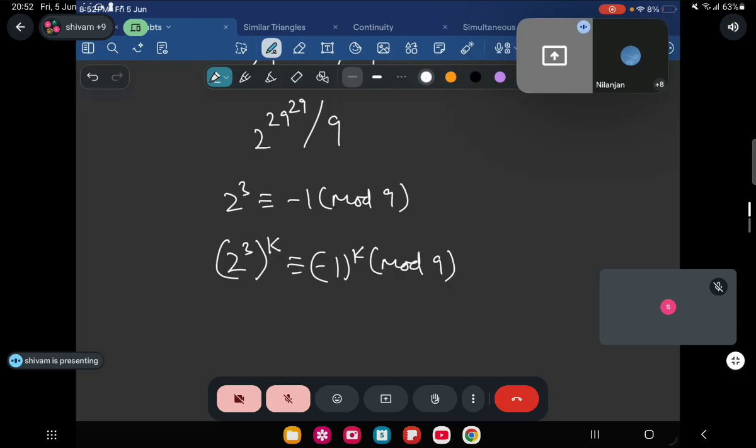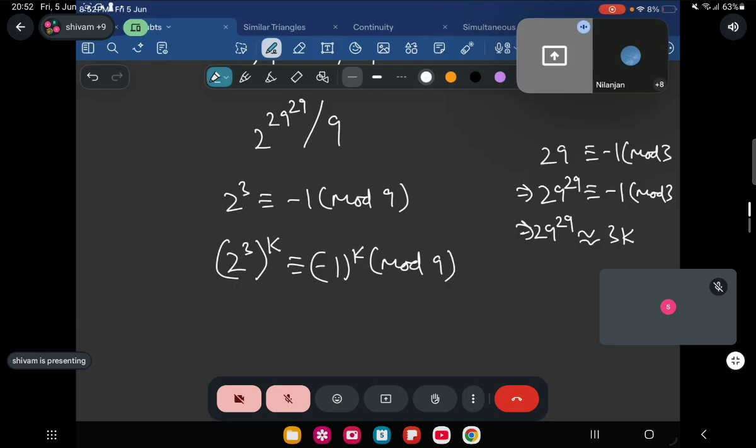But I need to understand how close 3k is to 29 to the power 29. So let us divide 29 to the power 29 by 3. 29 is congruent to minus 1 mod 3. This implies 29 to the power 29 is congruent to minus 1 mod 3 only. This implies 29 to the power 29 is of the form 3k minus 1, or you can say 3k plus 2. Right?